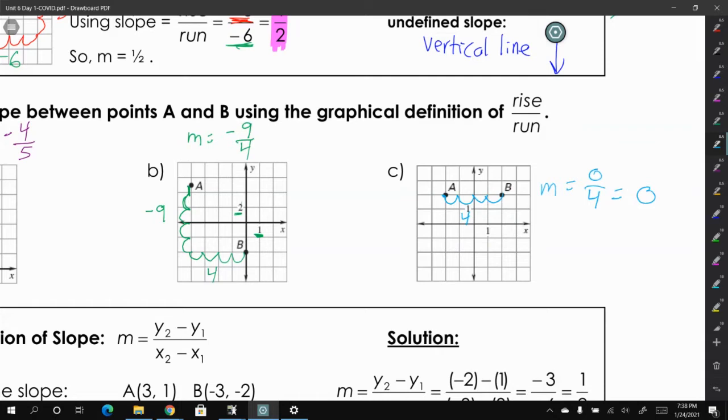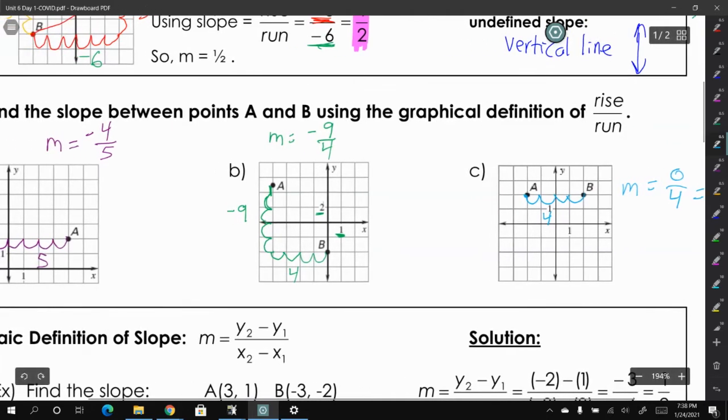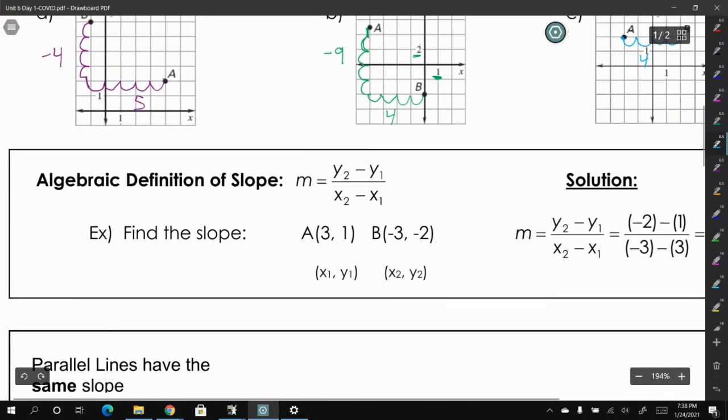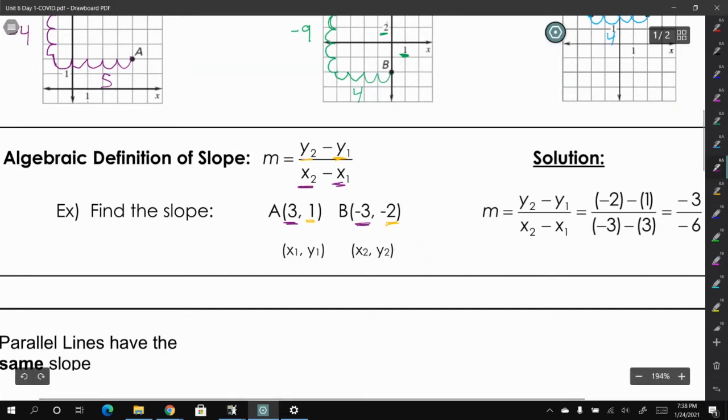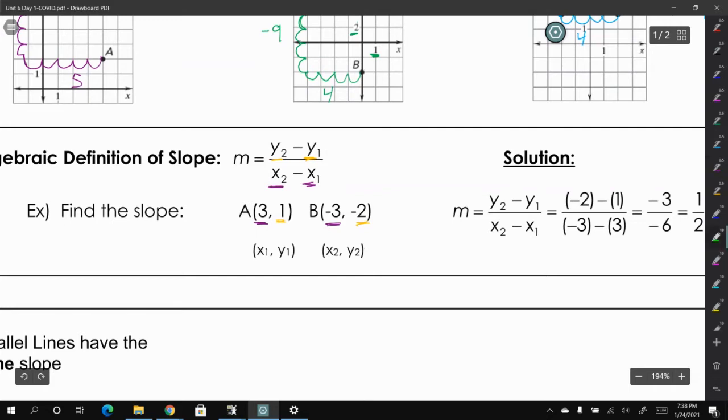So what if you can't count from a graph? What if you're not given a graph, or what if you're given points that are well off a graph? We have something called the slope formula. And the slope formula is subtracting the two y-coordinates of the 2 points on top. And then on the bottom of your fraction, you're going to subtract the 2 x-coordinates.